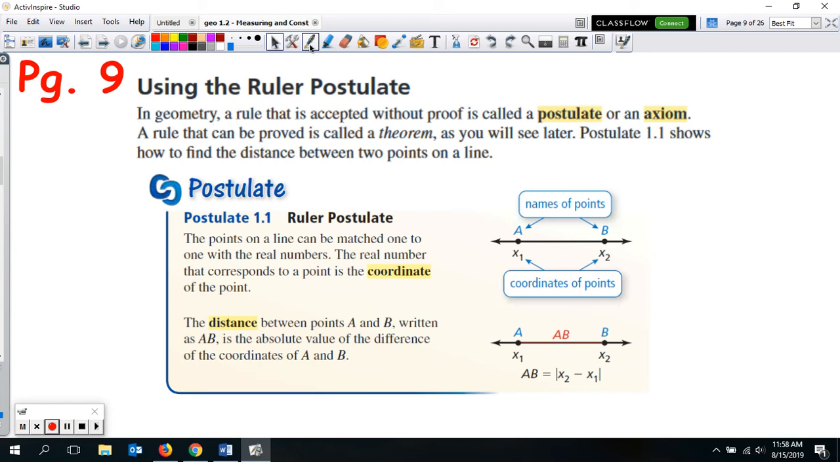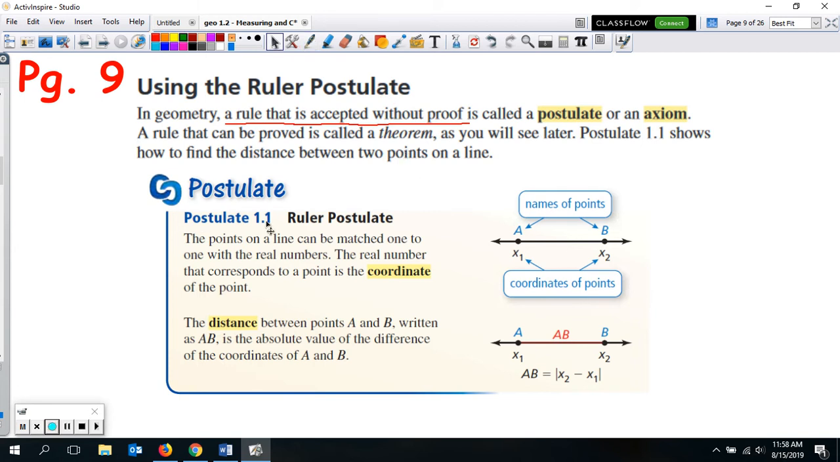So you want to copy that down right there. A postulate or axiom, you can just have that for both of them, is a rule that is accepted without proof. The rule that can be proved is called a theorem. So a theorem is a little bit different. We're going to see theorems as well, but that's a rule that can be proved. If we have to do something to prove it, that's going to be a theorem. But a postulate is just something that we accept without any proof.